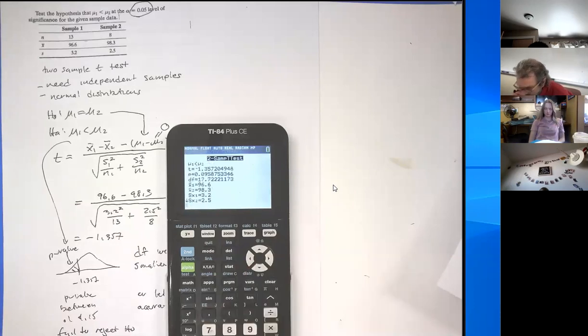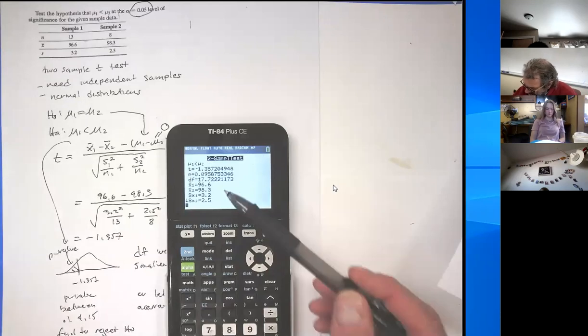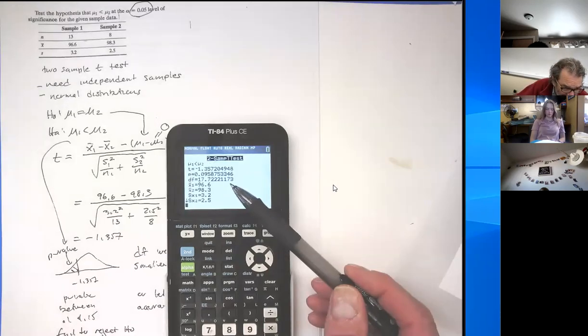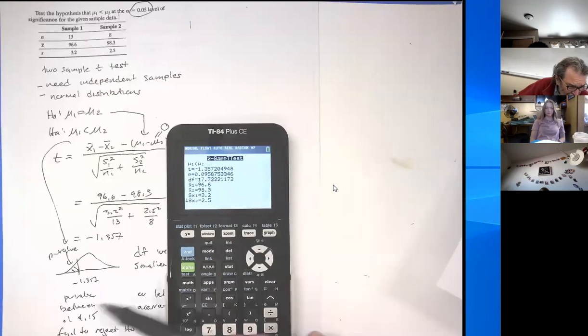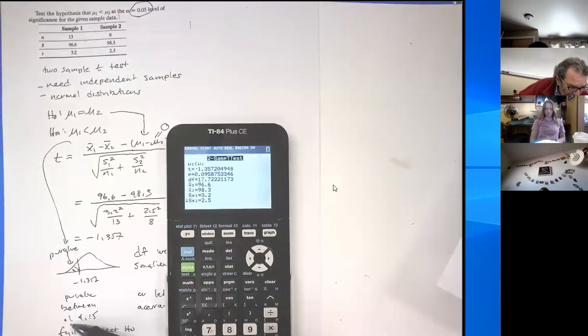Okay, now we got the 1.357. All is good. Here's the actual degrees of freedom in this case. It's really 17.72. But we know that doesn't make a huge difference. So just for a gut level check, we use the smaller of the one less of each sample size. Here's the p-value, 0.09. Because we had such a small approximate degrees of freedom, we didn't quite get the 0.09. We got between 0.1 and 0.15, a little bit larger.